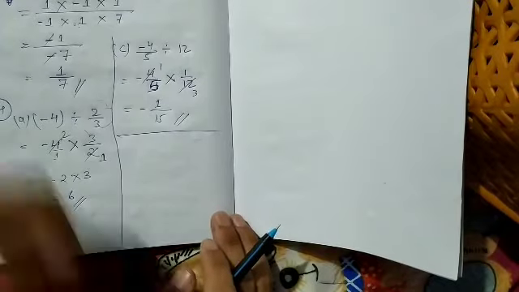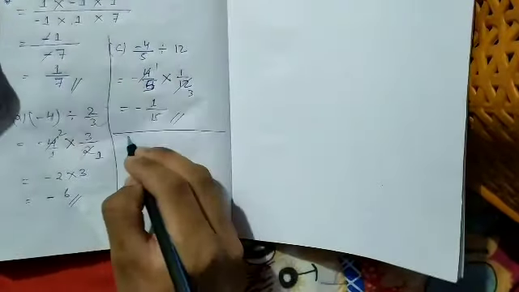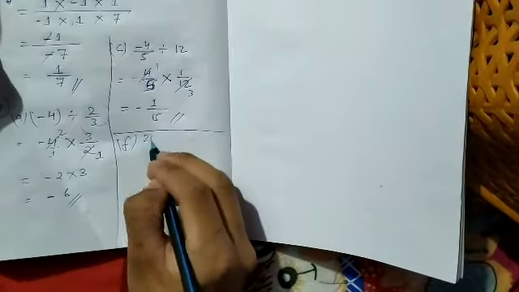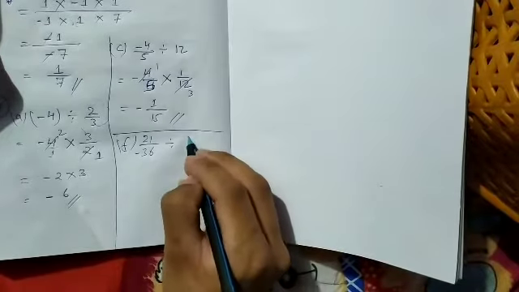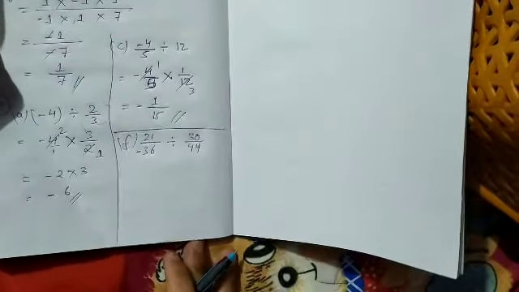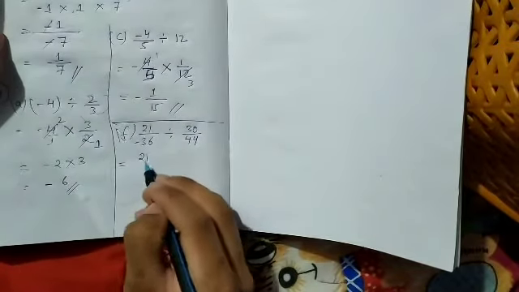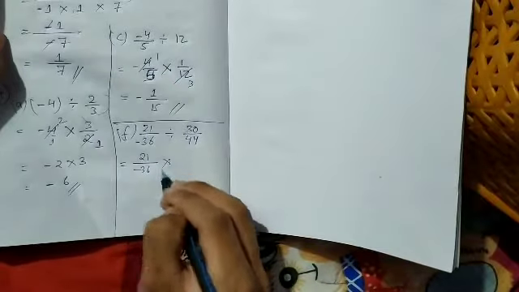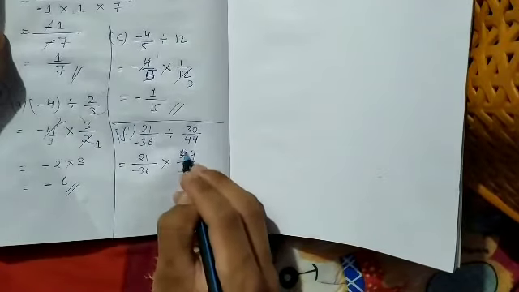Then number D and number E, you also do as homework. I'll do number F. Number F is 21 by minus 36 divided by 30 by 44. How will you do this? Again you will make this as multiplication. So 21 by minus 36 into, you have to write its reciprocal, so 44 by 30, right?